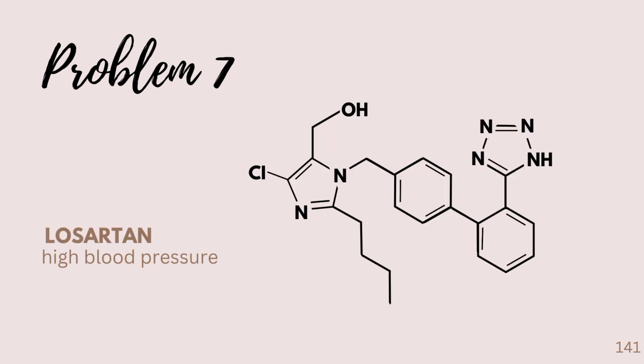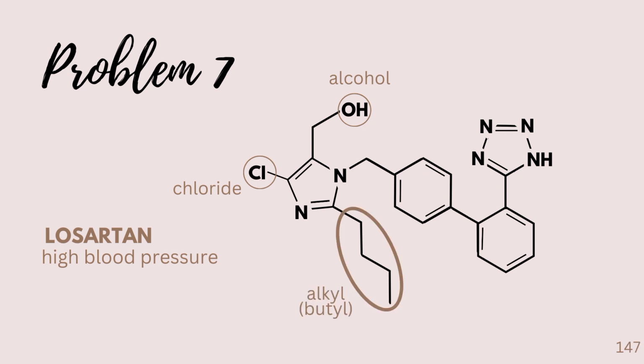Problem number 7. This is a drug called losartan. Losartan is another high blood pressure drug. We'll start on the left. This is a halide, specifically a chloride or a chloro group. Here's a nice OH. This is an alcohol in the upper left. This long carbon chain, this is an alkyl group. This is specifically a 4-carbon chain. It's a butyl. We have 2 benzene rings in this structure.